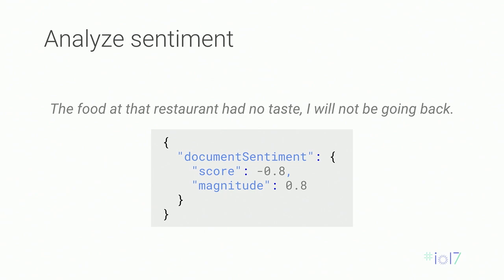We get 2 numbers back from the natural language API to help us do this. The first thing we get back is score, which will tell us on a scale from -1 to 1, how positive or negative this text is. In this example, we get -0.8, which is almost fully negative. And then we get magnitude, which tells us, regardless of being positive or negative, how strong the sentiment is in this text. This is a range from 0 to infinity, and it's normalized based on the length of the text. So we get a pretty small number here, 0.8, because this is just a small piece of text. So that's sentiment analysis.